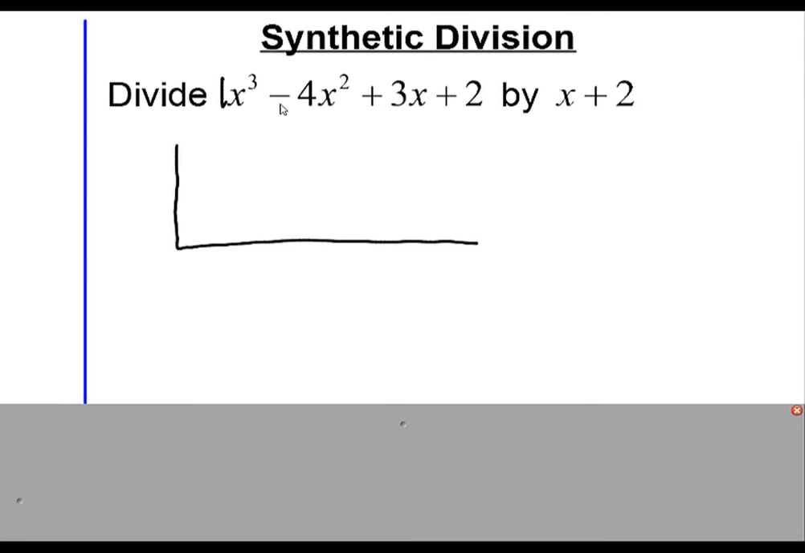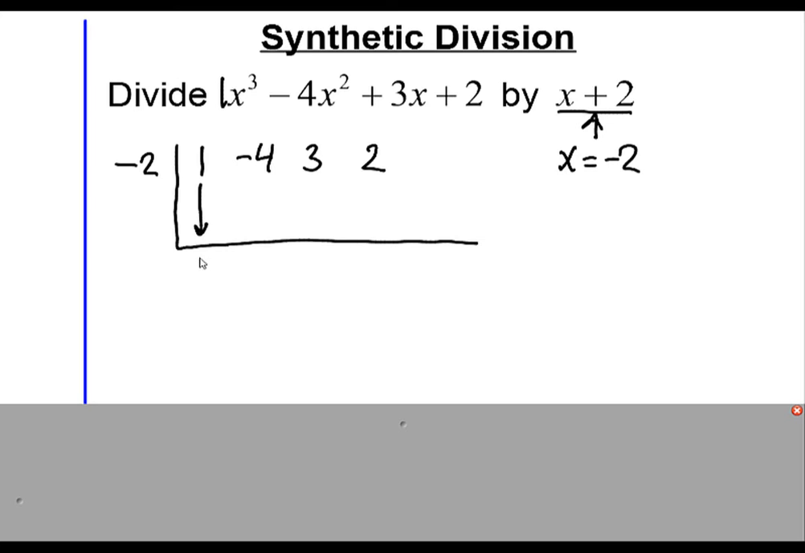And the other coefficients are -4, 3, and 2. So let's list these across the top of this synthetic division setup. Out here on the side of it, what I'm going to do is write down what the root of this is. And remember, the root of this would be x equals -2. And this is how synthetic division works.